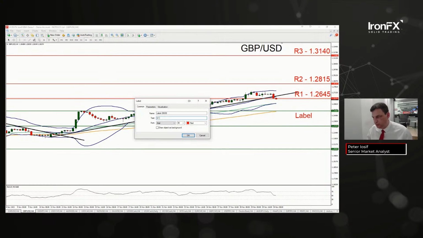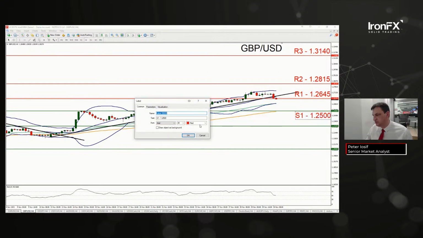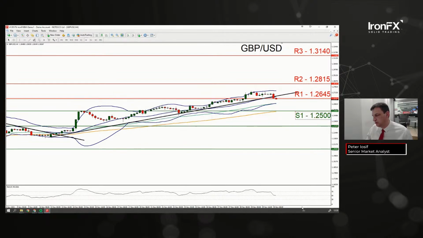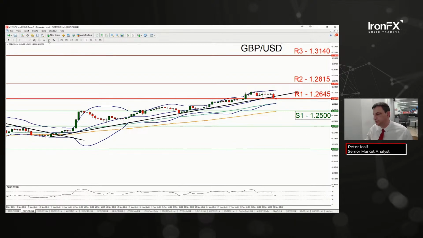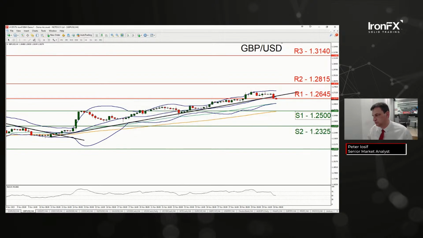S1, first support line should the downward motion be maintained, we may see the first support line being at 1.25. Allow me to color this in green as well. S2 at 1.2325. And the S3 at 1.2060.